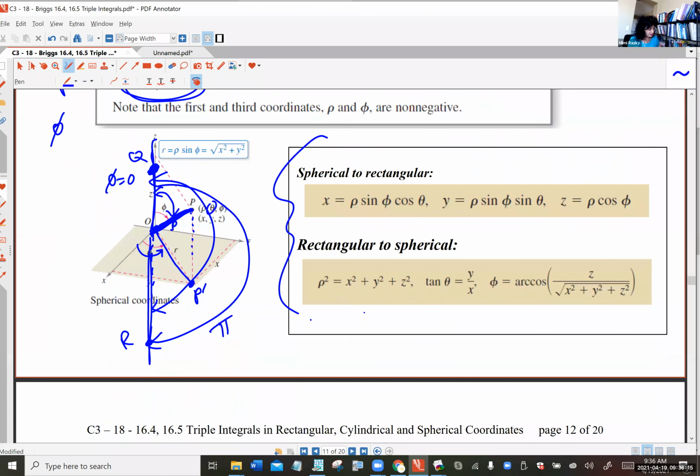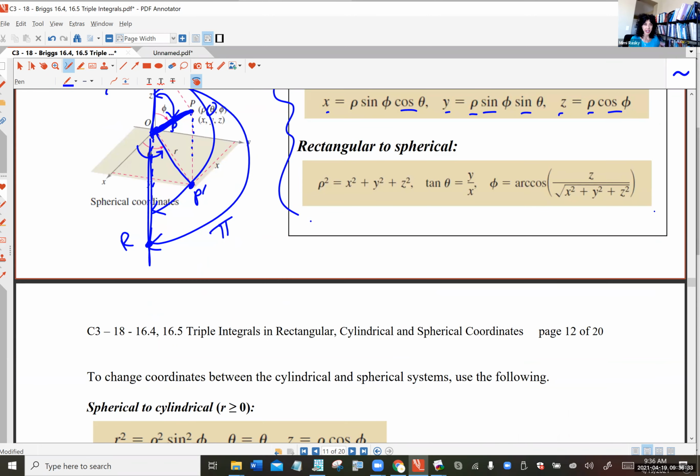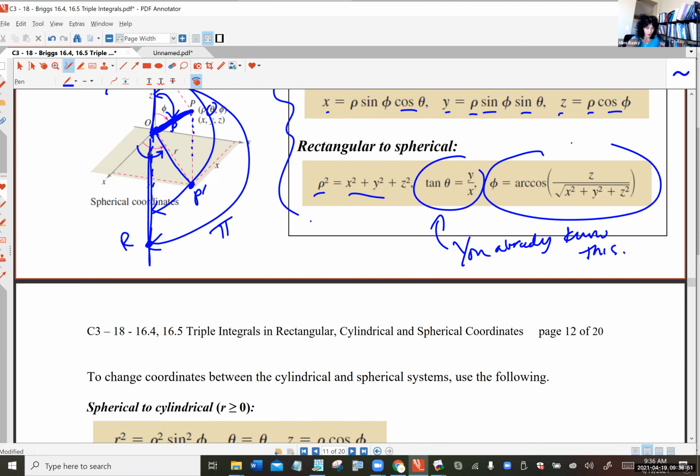So instead of writing them down, just look at this. It's weird. X is rho sine phi cos theta. Y is rho sine phi sine theta. Z is rho cos phi. There's no theta there. Yeah, I know. If you're going from rectangular to spherical, rho squared is x squared plus y squared plus z squared. You already know this one because you know about theta. So you've seen this, tan theta is equal to y over x, same as before. And phi is kind of horrible. It's arc cos of z over that horrible square root.